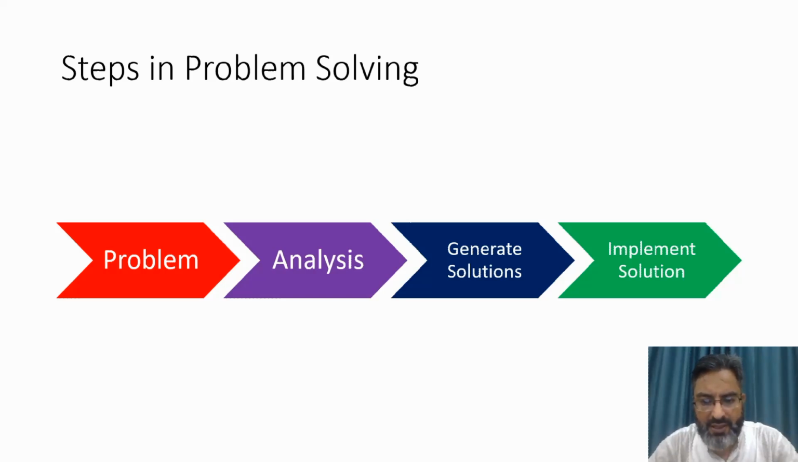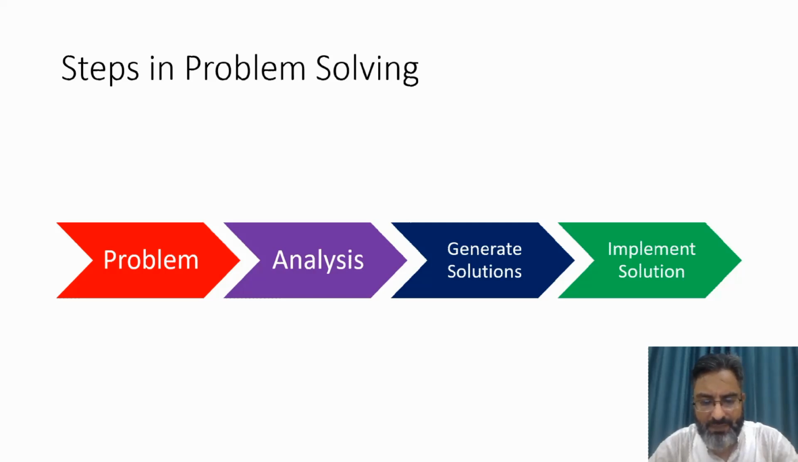The last is about the implementation of the solution. If there is a solution that we need to implement, we need to see which one is the most appropriate one, which is most suitable in this situation, particularly to this problem. That could be a single option, and that could be a mix of two or three solutions as well.